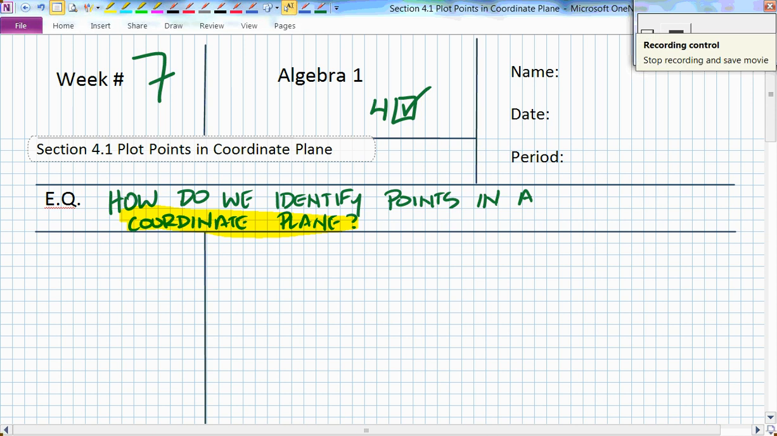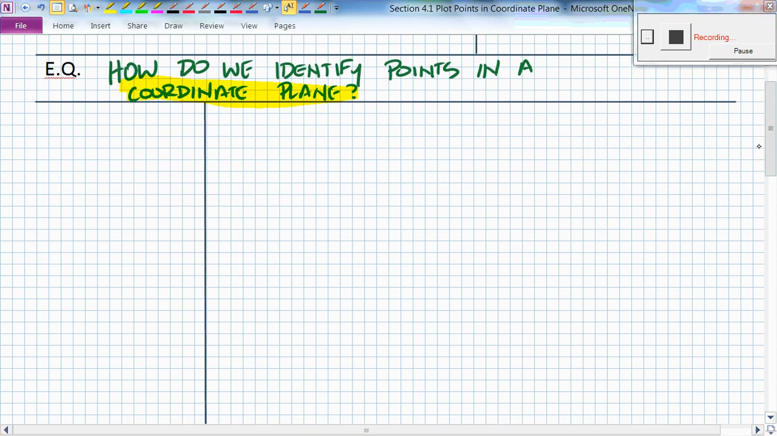The coordinate plane. And how many of you are familiar with the coordinate plane? Put your hands up if you've seen a coordinate plane before. Let the record show 5 people have their hands up. Okay, so not very many people. All right, so here we go.